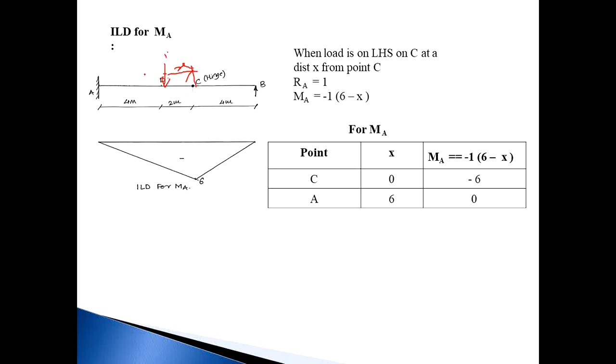So MA is equal to 1 into distance. The total distance is 6, and this point load distance is x. So 6 minus x, and the direction of the moment is clockwise, right side clockwise, consider minus. So MA is equal to minus 1 into 6 minus x. Now put in values. First, when the point load is acting at point C, x becomes 0 and the answer will be minus 6. Then when the load comes at point A, x becomes 6 and the MA value will be 0.